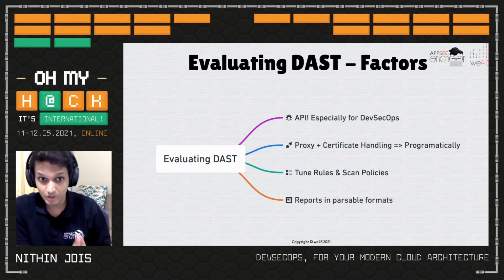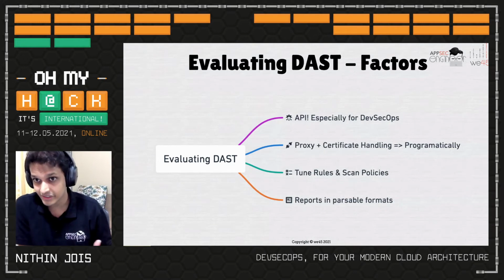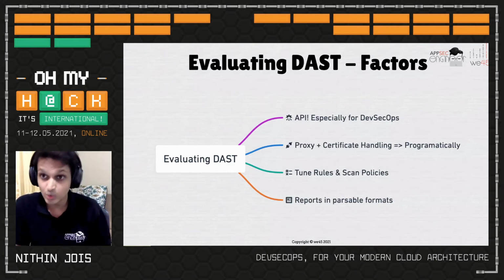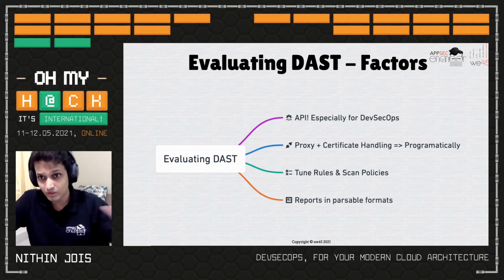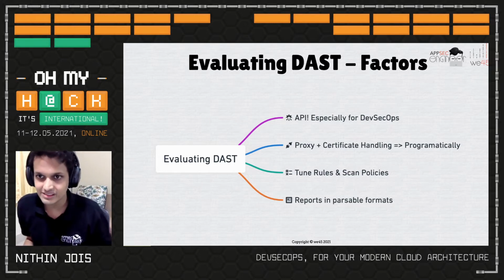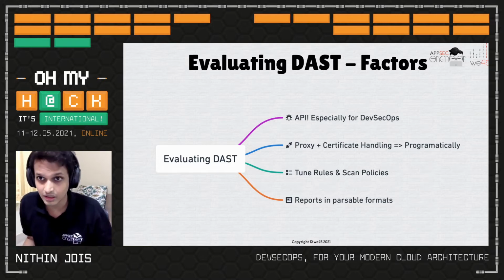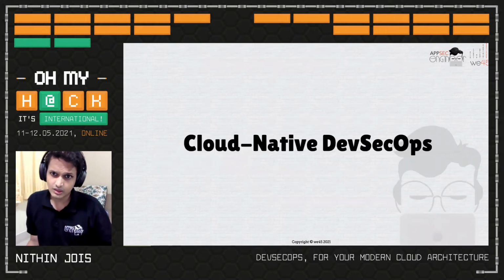So if you can go ahead and tune all of these things programmatically, you can ensure that the scans that you're going to be running are going to be a lot more efficient and a lot faster, because dynamic application security testing tools typically tend to take quite a while, right? So especially if you're going to go ahead and walk through the entire application and run an active scan, they tend to take a while. And you also want to export all of these results in parsable formats so that you can essentially parse all of these results and then further analyze them if it's necessary.